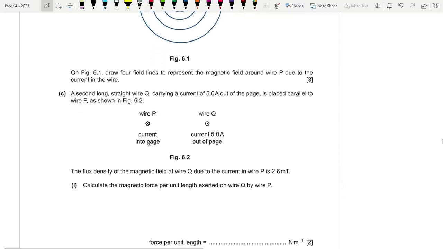So one of the wires is carrying current into the page while the other is carrying current out of the page. As a result, they are carrying current in opposite directions. So this indicates that they will repel. Opposite direction means repel. The flux density of the magnetic field at wire Q due to the current in wire P is 2.6 millitesla. Calculate the magnetic force per unit length exerted on wire Q by wire P.